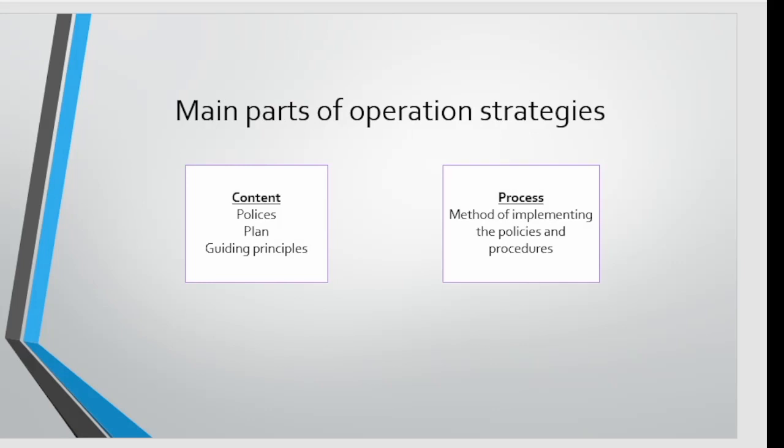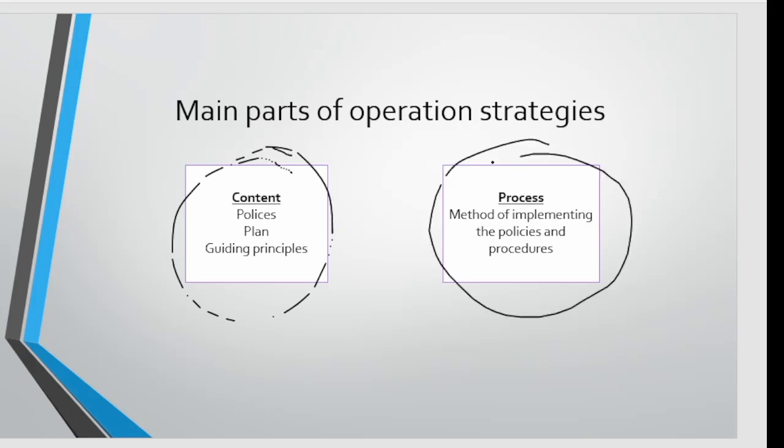What are the main parts of your operation strategy? We consider two parts. First one is your content, and the second one is your process. In content, we focus on our policies, guidelines, or guiding principles. In process, we implement what we have planned in our policy, plan, or guideline.